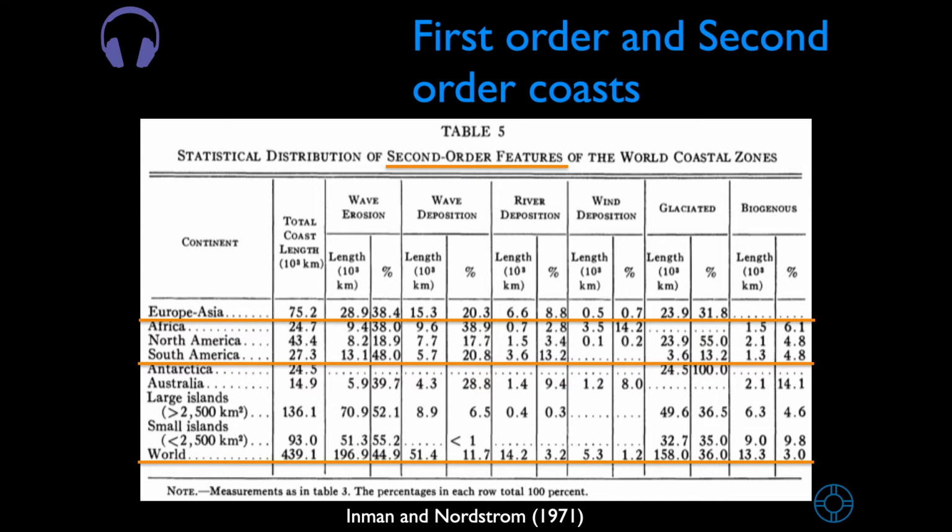For all of them, 44.9% is under wave erosion, 11.7% under wave deposition, 3.2% under river depositional environments, 1.2% under wind deposition, and 36% are glaciated coasts. And biogenous organisms construct 3% of the world's coastlines.